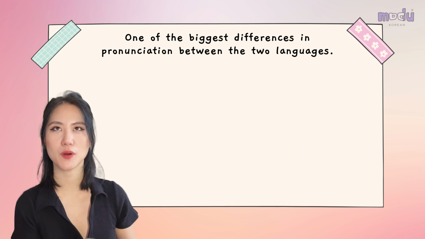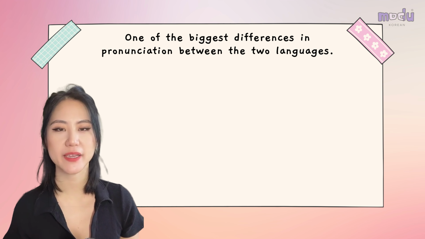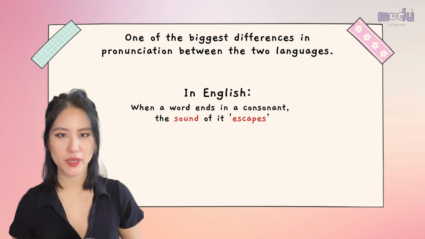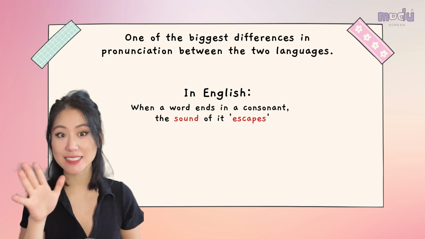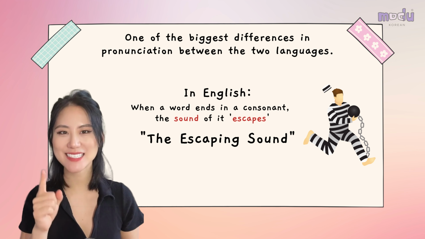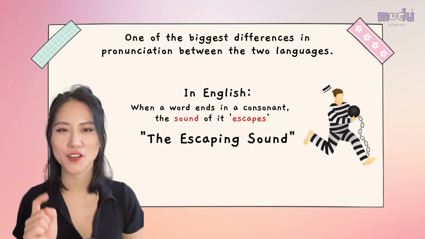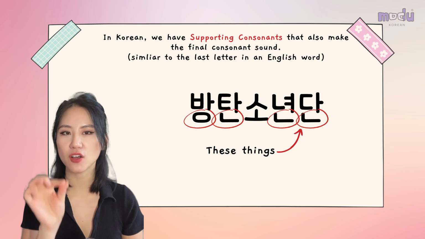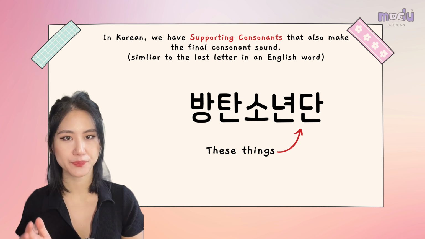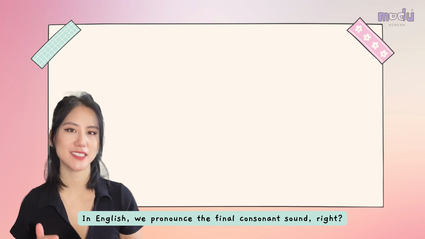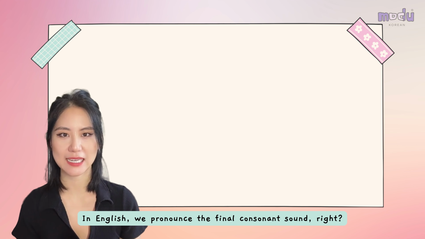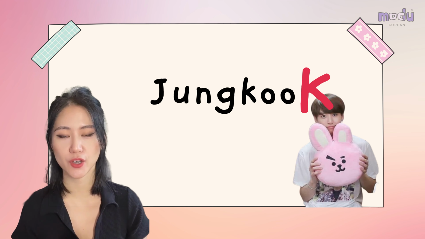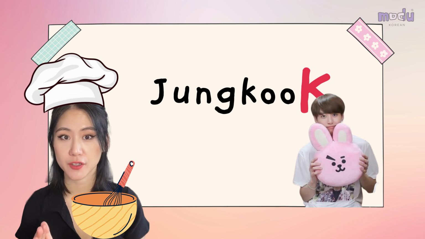Now this is what I would probably say is the biggest difference between Korean pronunciation and English pronunciation. And it's the fact that in English, we have the sound at the end that escapes. I like to call this the escaping sound. So in Korean, we have what's called a supporting consonant. And you can basically think of this as the last consonant sound of each syllable. So in English, what we do is we pronounce every consonant, even the last one. And so when we say names like JK's name, we go Jong Cook.